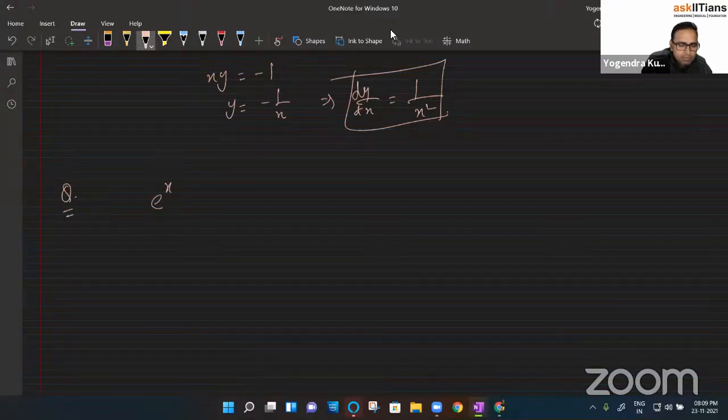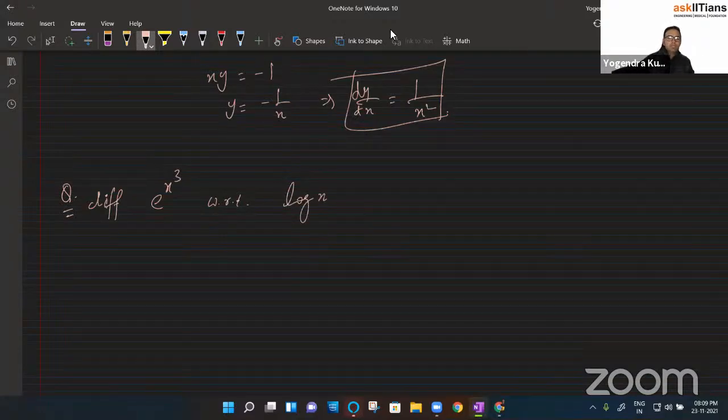e raised to x cube, they are saying differentiate e raised to x cube with respect to log of x. What will be the answer, guys? I hope you know this type of questions. They can ask differentiate sin x with respect to cos x. Do you understand the question? Or anyone has doubt in that? We need to do applications also, guys, first.